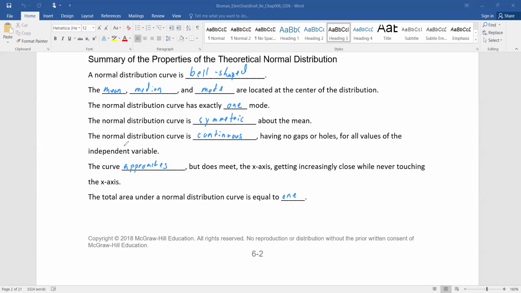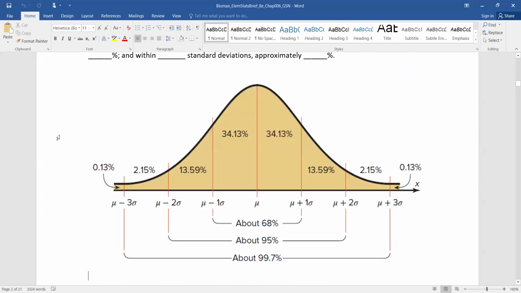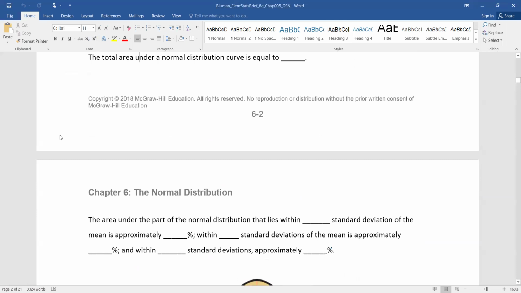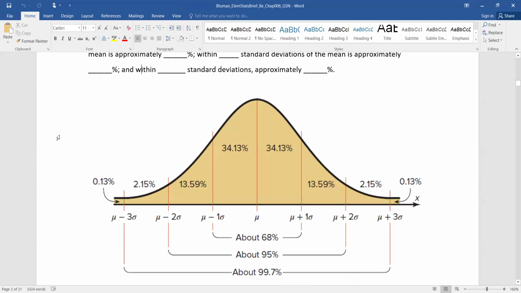All right. Let me get to the other facts. So the area under, see if I can go one click. Nope, it won't let me.